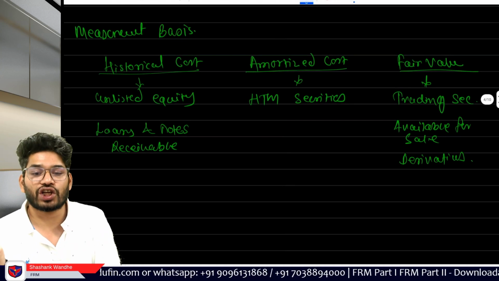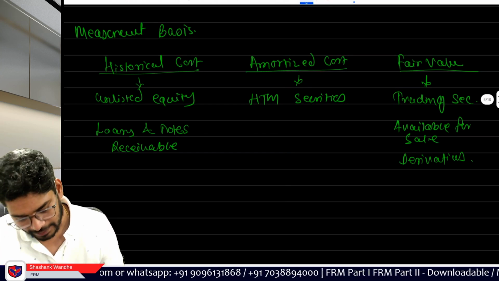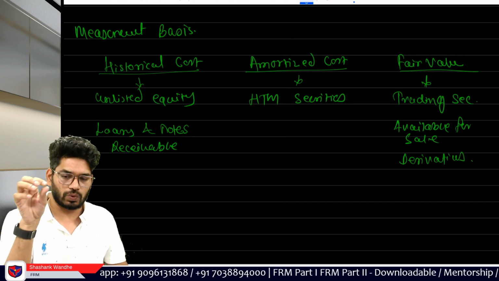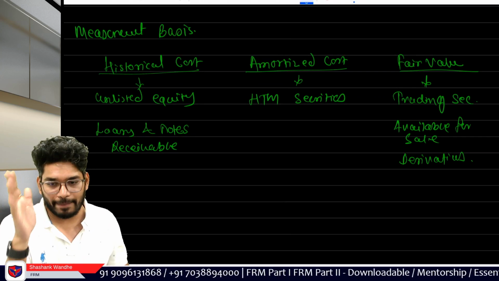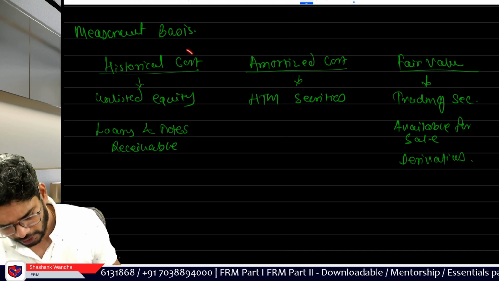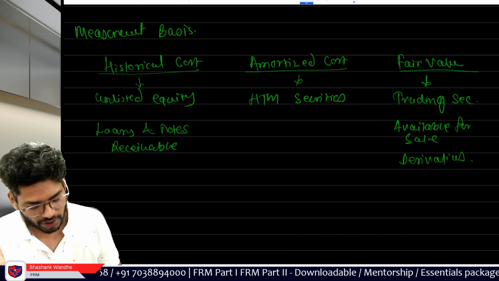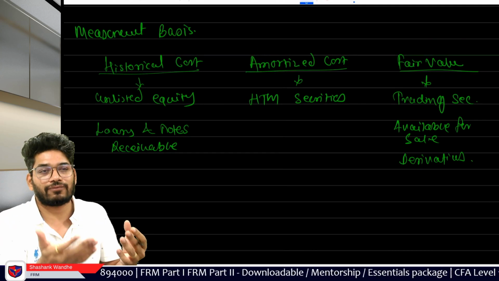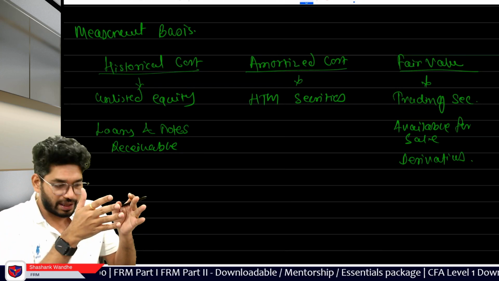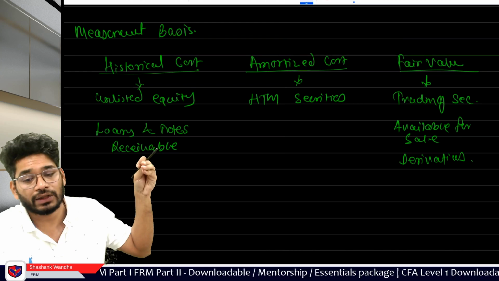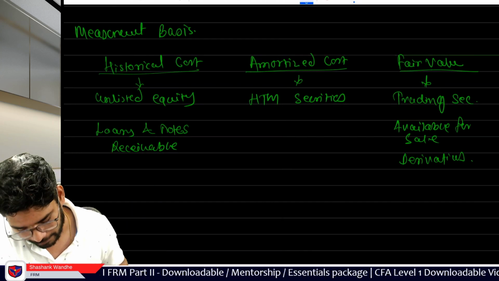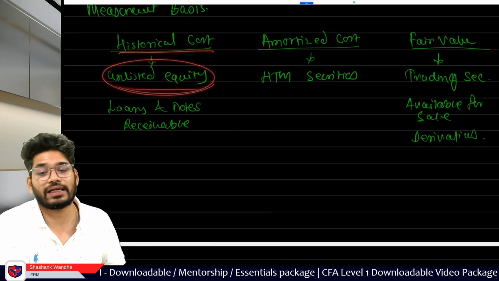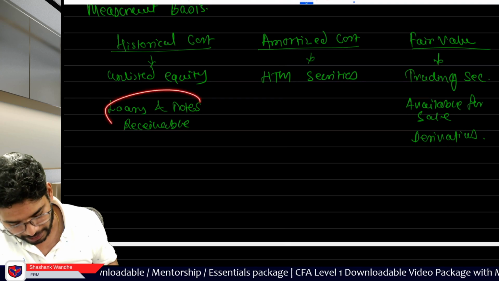Now, the measurement basis. There are three measurement bases: historical cost, amortized cost, and fair value. Don't bother about exactly how each method works. Just remember, historical cost: you are simply carrying it at the historical cost. Amortized cost: you are amortizing it. Fair value: you are keeping that security in the books at fair value. What is the fair value? At the balance sheet date. Very simple.